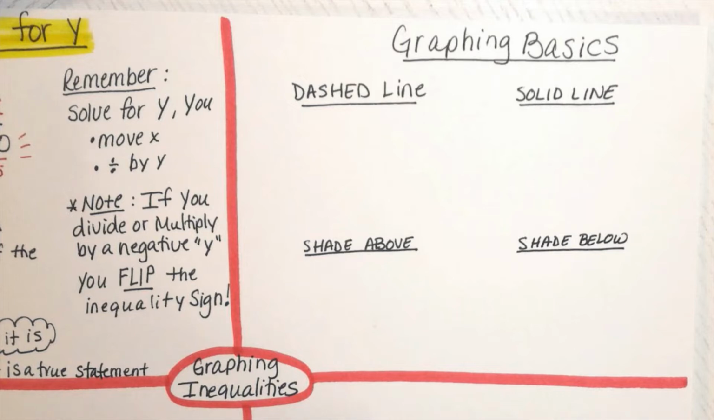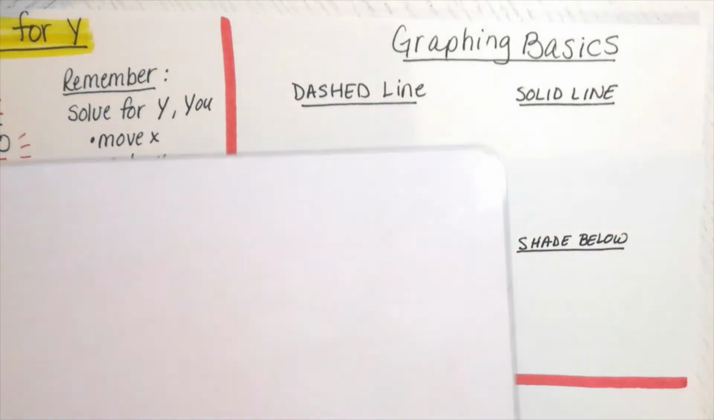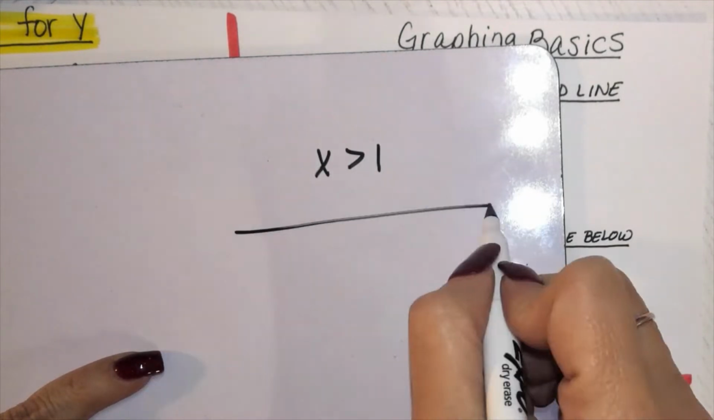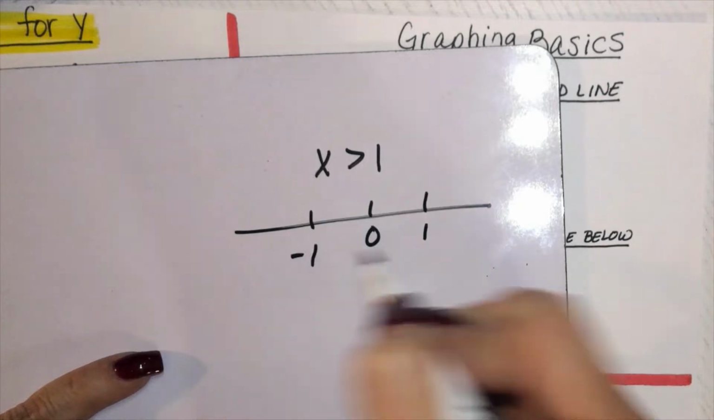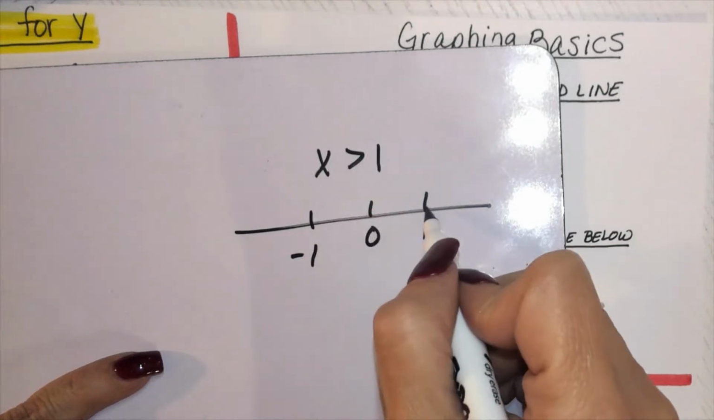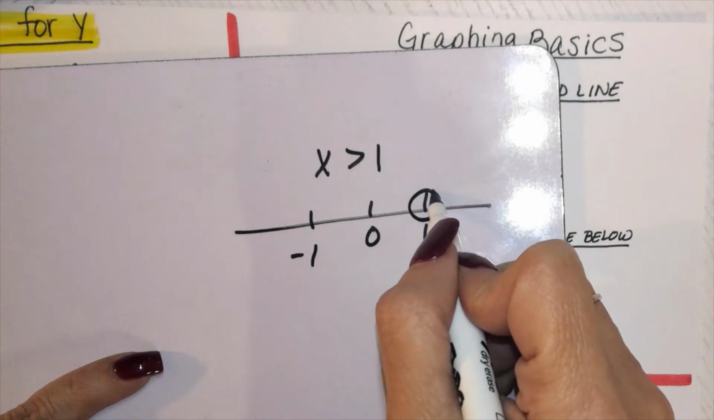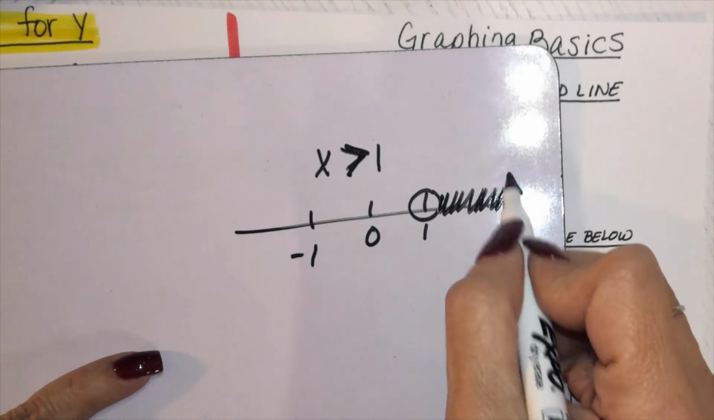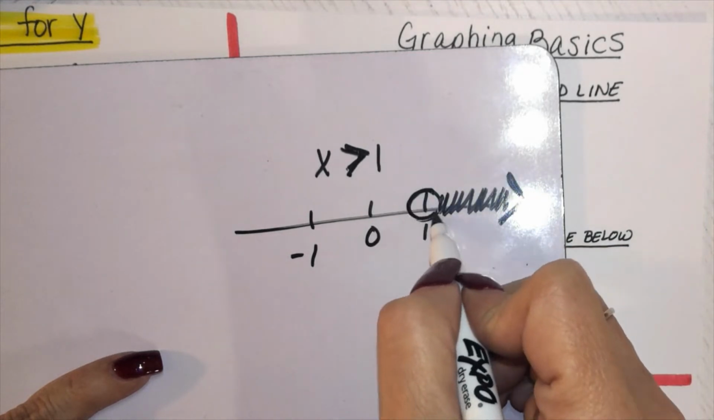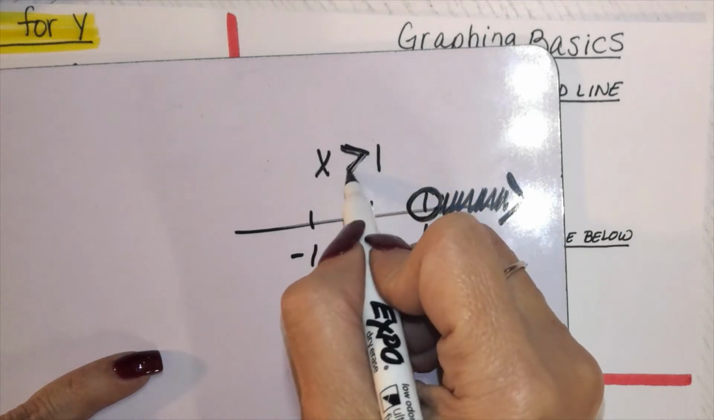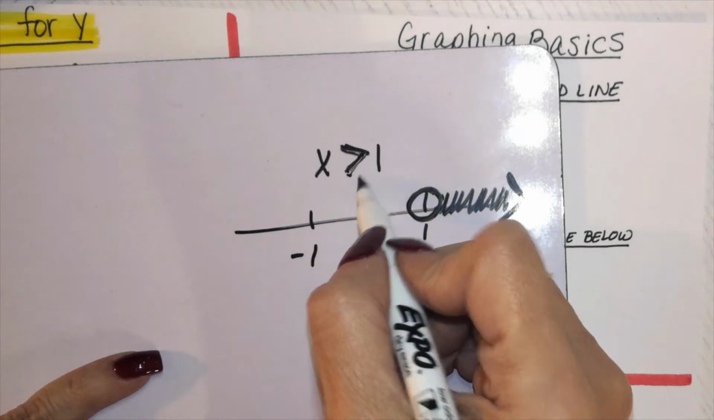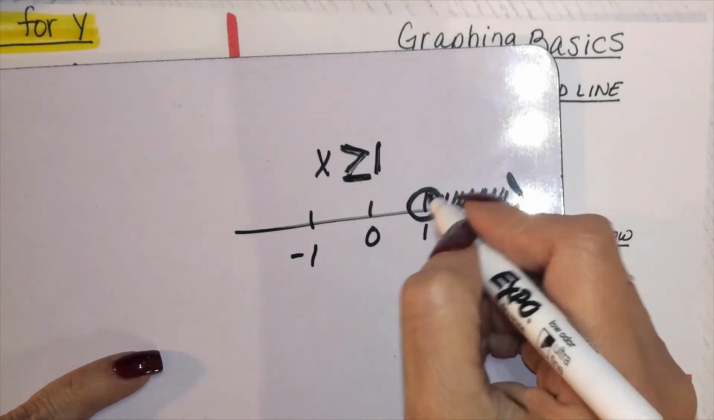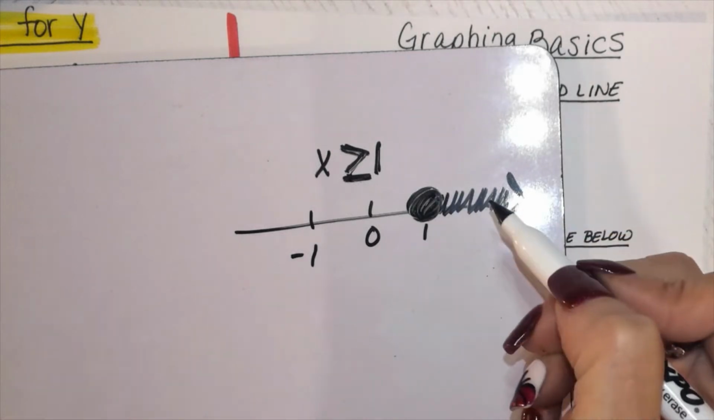Okay, let me just remind you of something. When we were doing x is greater than 1, remember how we would put it on the number line and we would put 0, 1, and negative 1? And then I would say, okay, x is bigger than 1. So I'd go to 1 and I would circle it. And then I would say it's pointing to the right, so I would shade everything to the right. And I don't color that in because there's no equal sign under it. But then if I changed it and said x is greater than or equal to 1, then I got to color it in because now I'm including the 1.